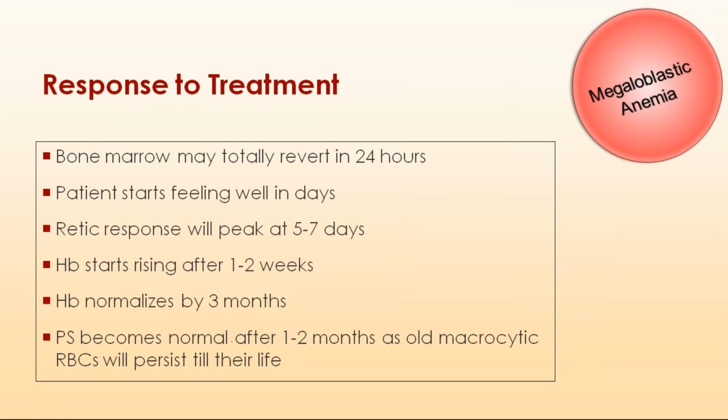How do you know the replacement is working? The bone marrow reverts totally within 24 hours in megaloblastic anemias. The patient starts feeling better. The retic response takes 1 week to develop. Hemoglobin starts rising after 1 to 2 weeks, with normalization in 3 months. The peripheral smear becomes normal after 1 to 2 months, as old macrocytic RBCs will persist until that time. So that is a minimum time of 2 months, 60 days. This is how you monitor whether your treatment is working or not.